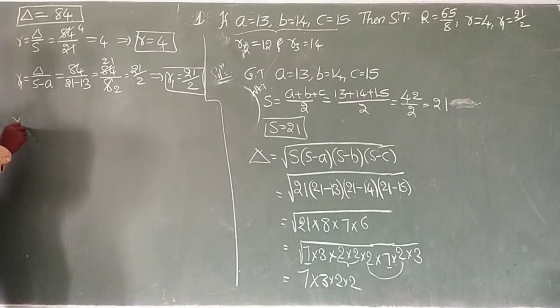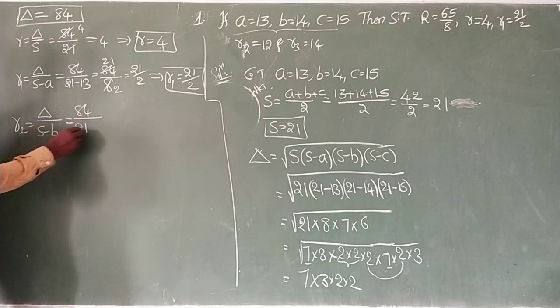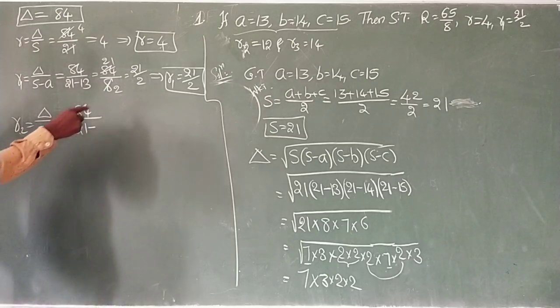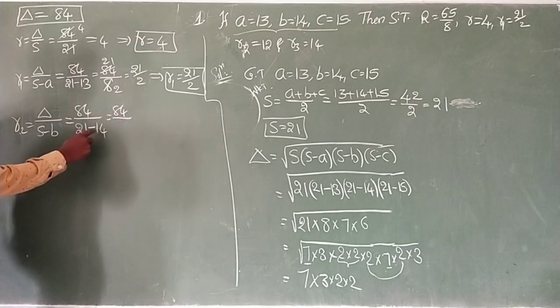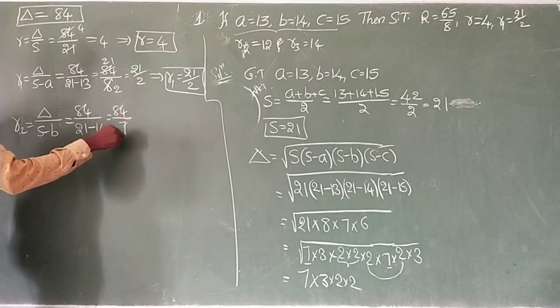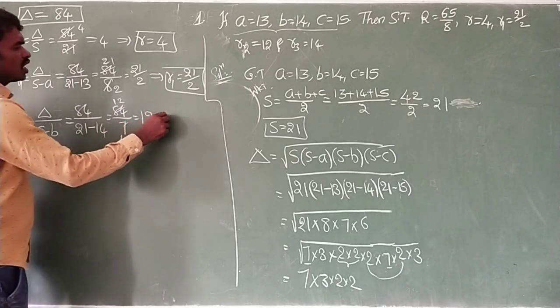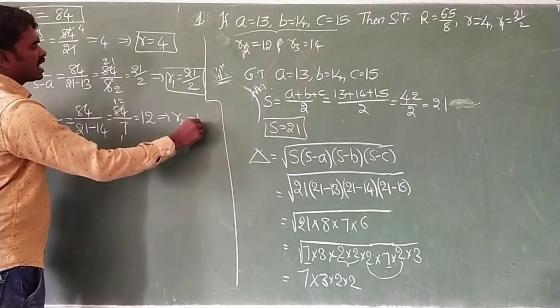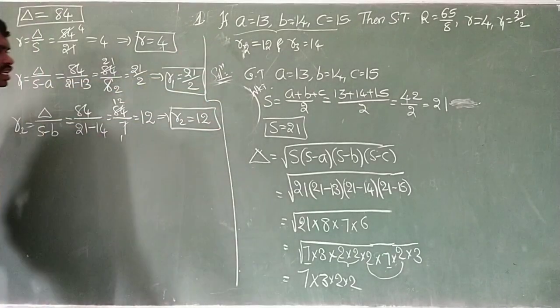Next, similarly, to show the r2 value, first of all, what is r2? Delta by (s minus b). Delta is 84, s is 21, minus b, which is 14. So this is equal to 84 by (21 minus 14), how much? 7. Now 7 ones are 7, 7 twelves are 84, so r2 is 12. So that implies the r2 value is also 12. Got it? r2 also proved.